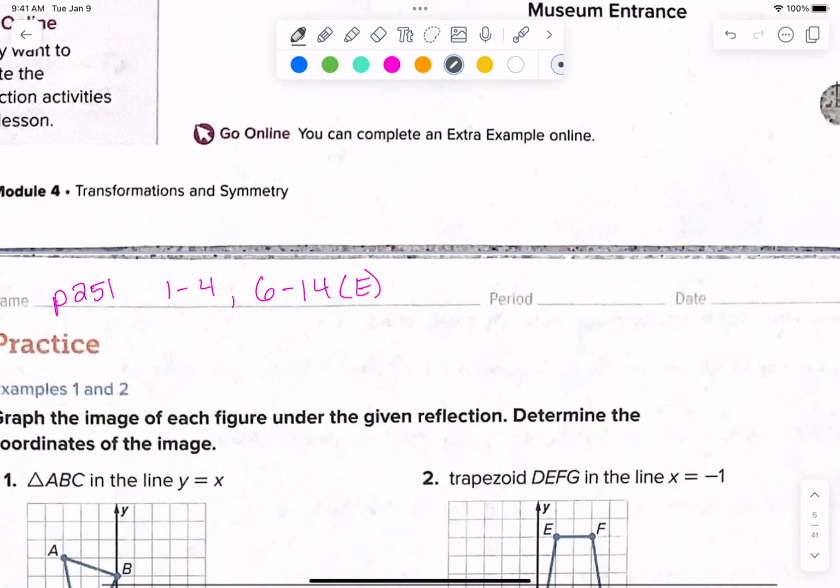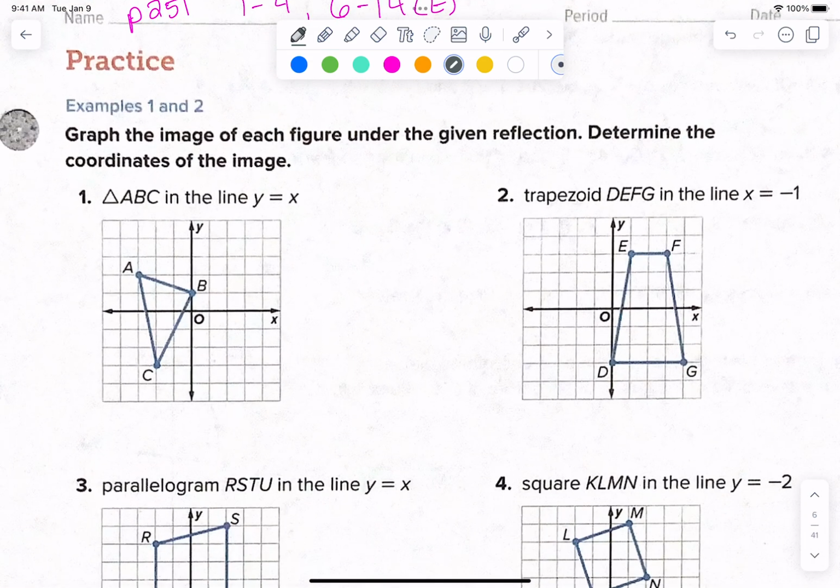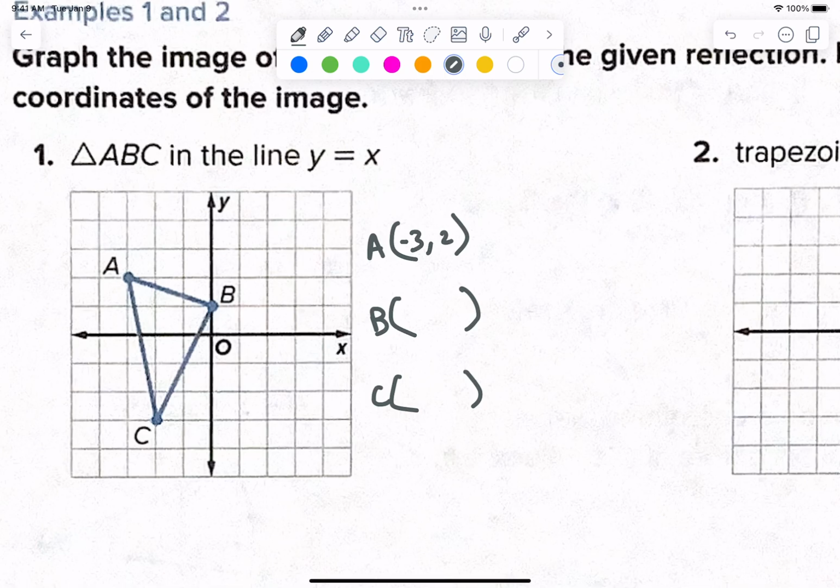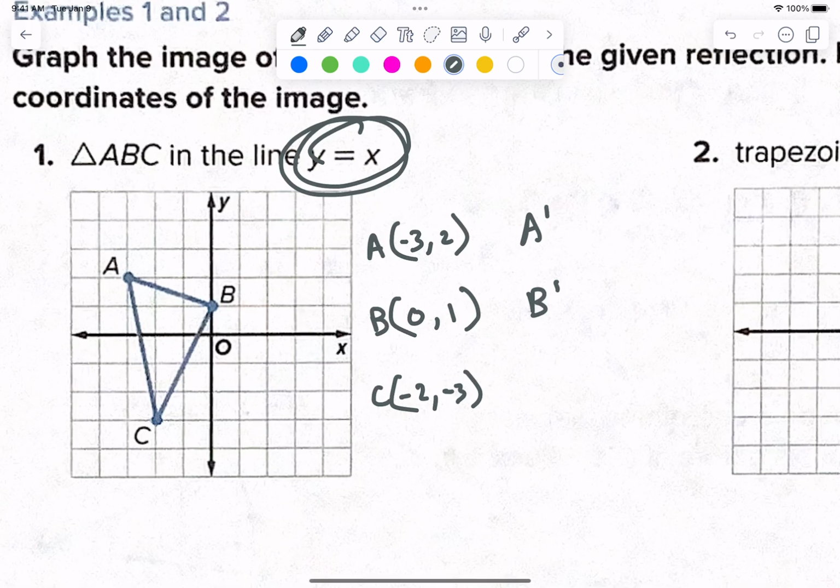Not so bad? When you do these, it says graph the image and then determine the coordinates. So if you want to do this, like A, B, C, and list the original, that might be a good idea. A is at -3, 2. B is at 0, 1. C is at -2, -3. And then you're flipping across the line y equals x. So then you'll have to list out what those coordinates are. So you have to graph them and then list the coordinates.